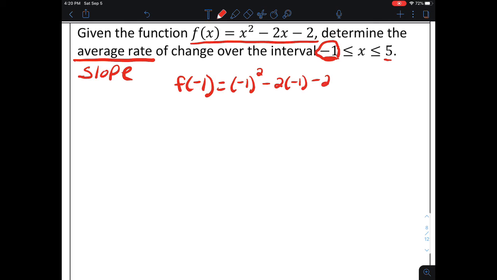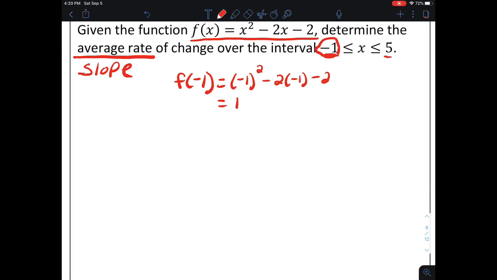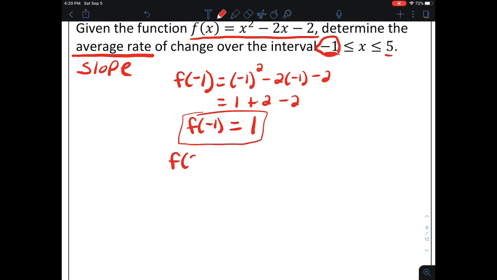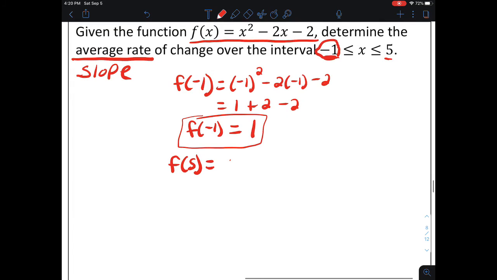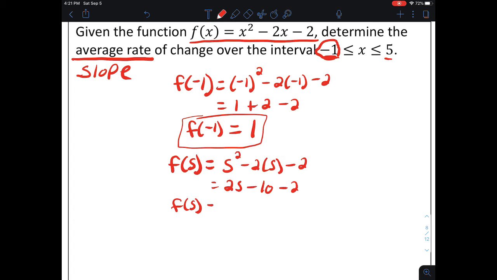And then I evaluate using PEMDAS. So -1 squared is 1. I got plus 2, minus 2. And so I get an answer here of f of -1 is 1. All right, so I'm going to need that in just a second. Then I need to do the same thing for 5. So I'm going to put 5 in for x's. So I got 5 squared minus 2 times 5 minus 2. So that is 25 minus 10 minus 2. 25 minus 10 is 15. Minus another 2 is 13.